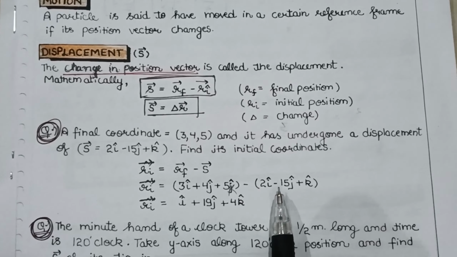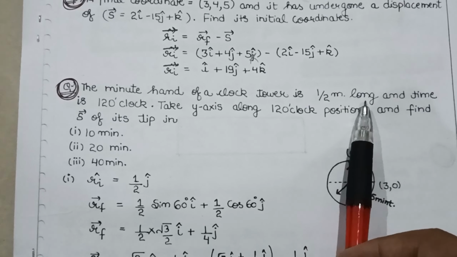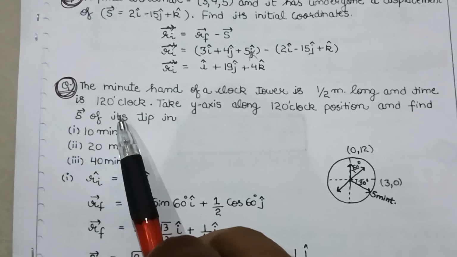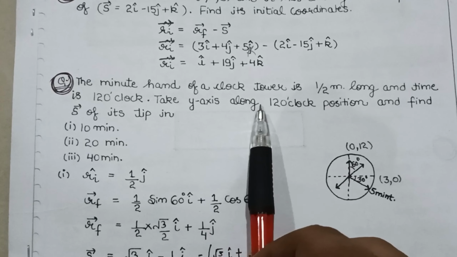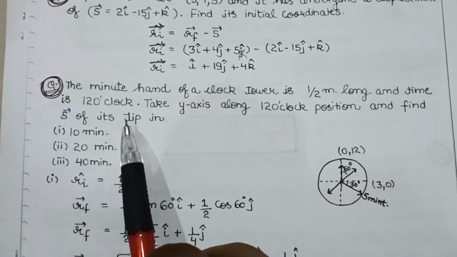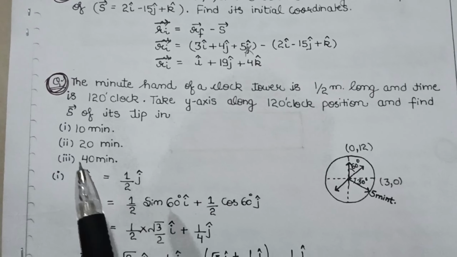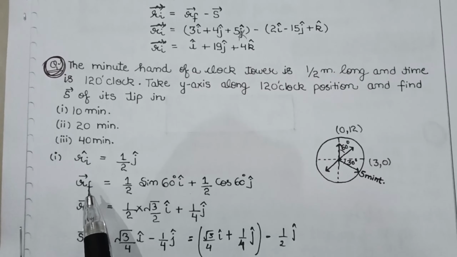Now the next question. The minute hand of a clock tower is 1/2 meter, or half meter, long and the time is 12 o'clock. Take the y-axis along the 12 o'clock position and find the displacement of its tip in the first 10 minutes. Now let's look at the solution of this question.